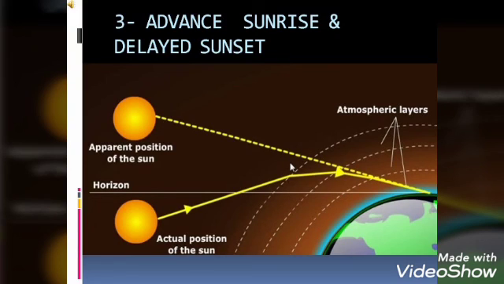So we can say the time from sunrise to sunset is lengthened by 2 plus 2, that is 4 minutes, because of atmospheric refraction. So this was all about this video.